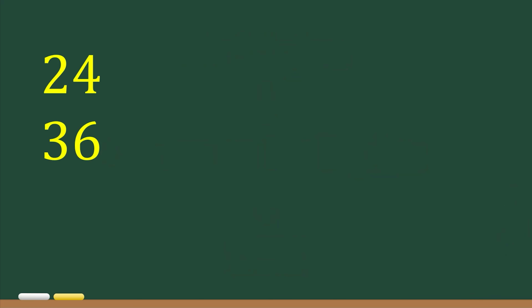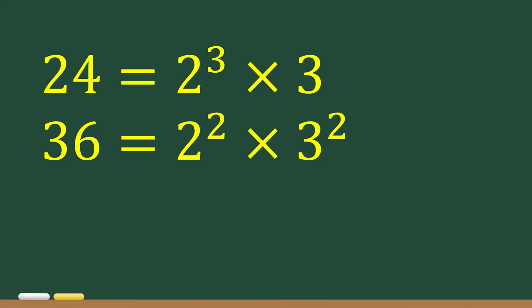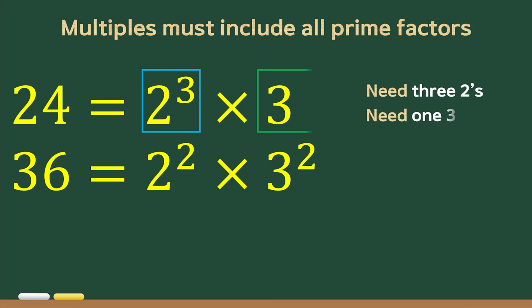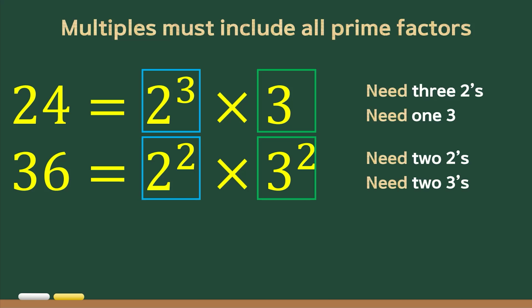Let's write both numbers using prime factorization. 24 is 2 to the third power times 3. 36 is 2 squared times 3 squared. Now, think about multiples. A multiple must include all the prime factors of the number. For 24, we need 3 2's and 1 3. For 36, we need 2 2's and 2 3's.